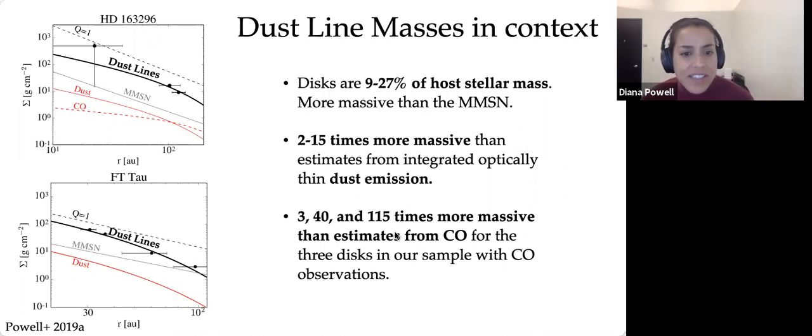And then for the 3 disks in our sample that have resolved CO emission, our estimates are 3, 40, and 115 times more massive than previously published, indicating that CO depletion is not uniform across different disks. And so these results indicate that dust may be a more robust tracer of total mass because we uncover a reduced gas to dust ratio that's roughly consistent across our sample, while the CO to H2 ratio varies more strongly. And I'll come back to this later in the talk.